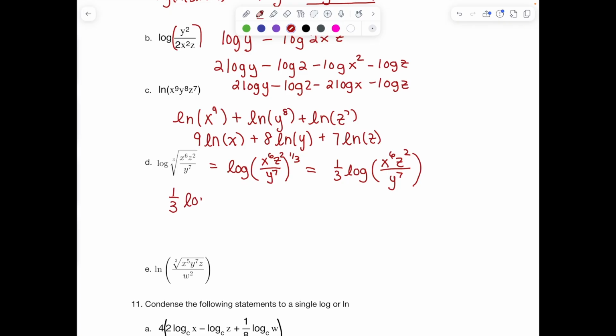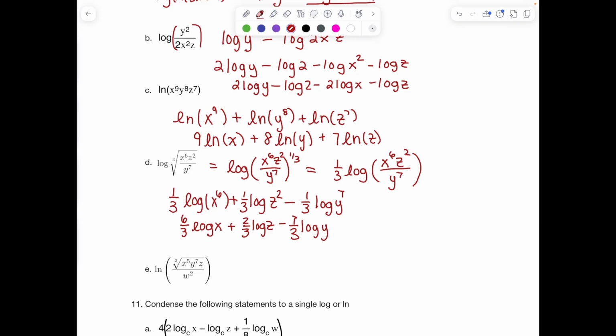So I go 1/3 log of x to the 6th plus 1/3 log z squared minus 1/3 log of y to the 7th. Now I can bring those powers down. I get 6/3 log x plus 2/3 log z minus 7/3 log y. And this 6/3 will turn into just 2. That's going to be the answer for that one.